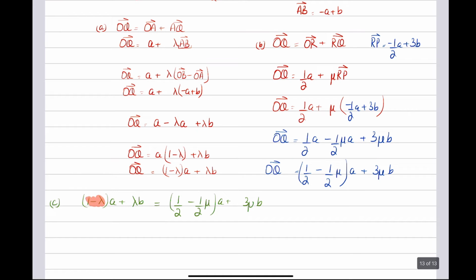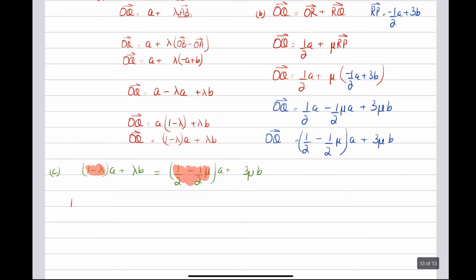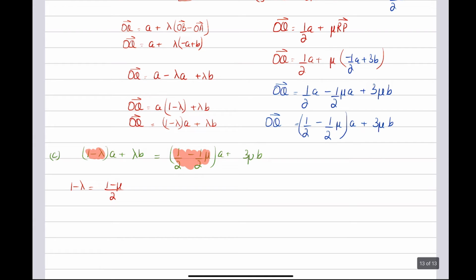Compare. Okay. So here's the coefficient of a, or you can say the component of a. All right. And here's the component of a on the right hand side, and they both have to be equal. Okay, because they're both the same vectors. So 1 minus lambda equals, here's how I would prefer to write it, 1 minus mu upon 2. Okay, so that'll make the cross multiplication part easier. Okay, and let's write these equations nicely. So 2 minus 2 lambda equals 1 minus mu.